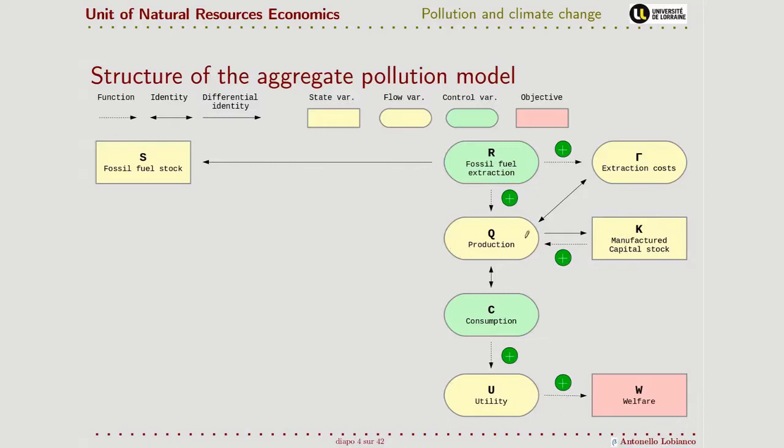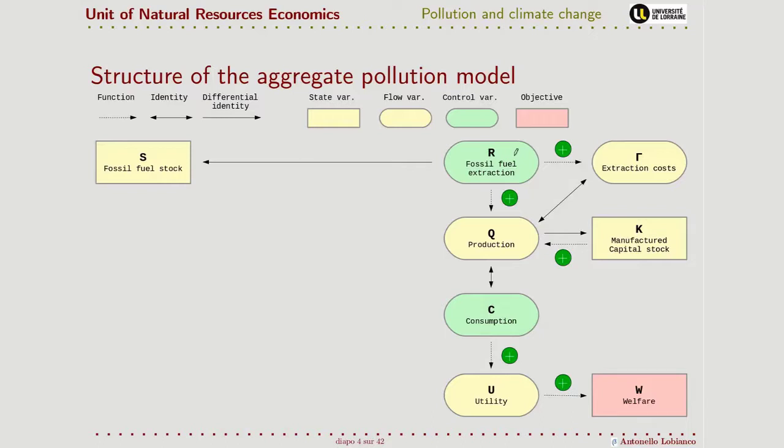Whatever is produced can be allocated to pay for extracting the fossil fuels, to increase the capital stock, or finally to consume. If you consume, that increases the utility, and the utility increases the welfare. That is what we want to maximize, by changing the level of consumption and the level of extraction of the resource at each moment in time.